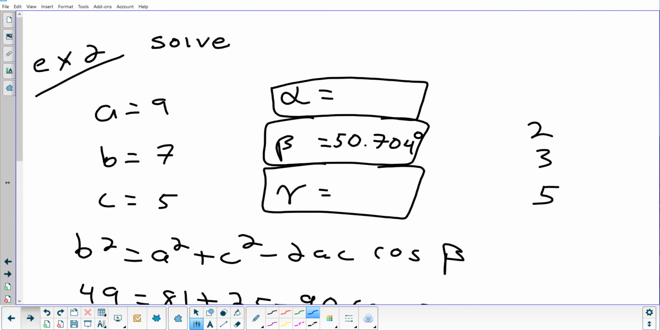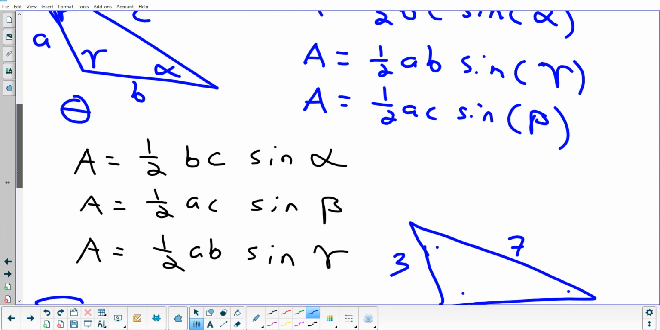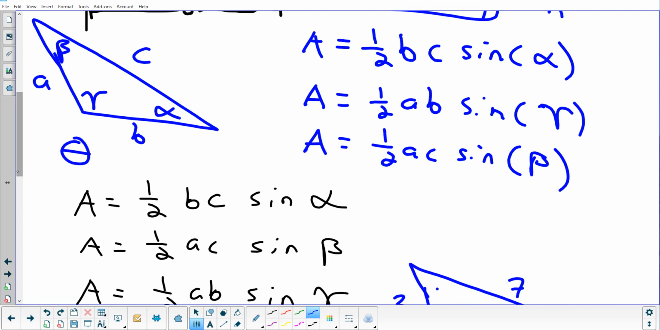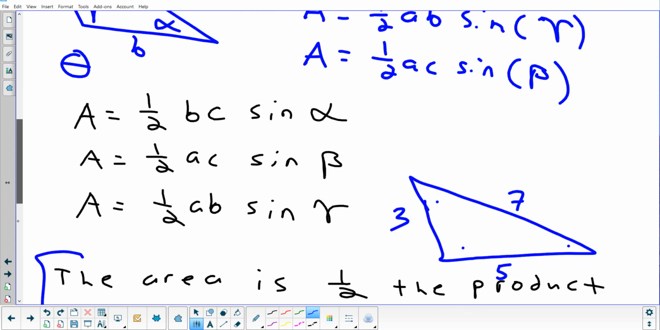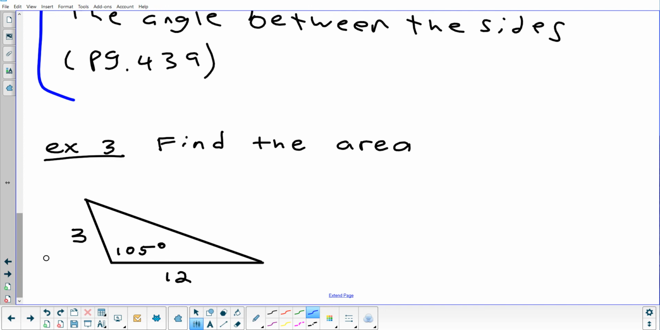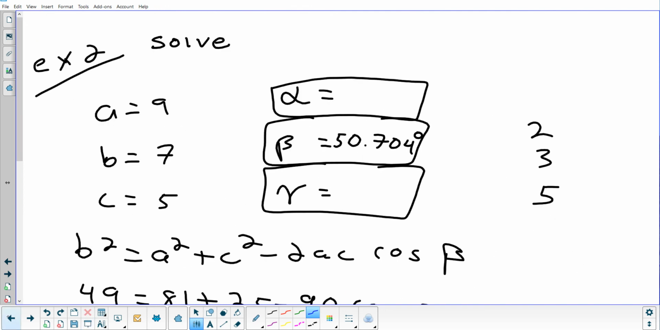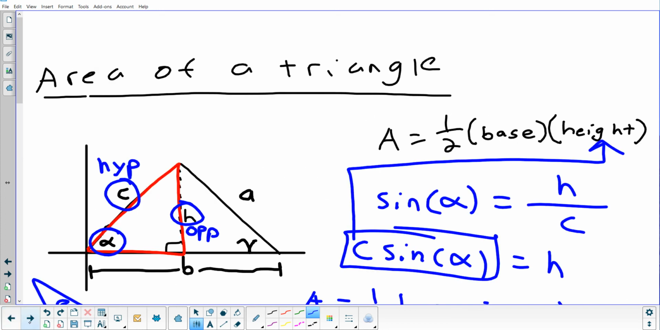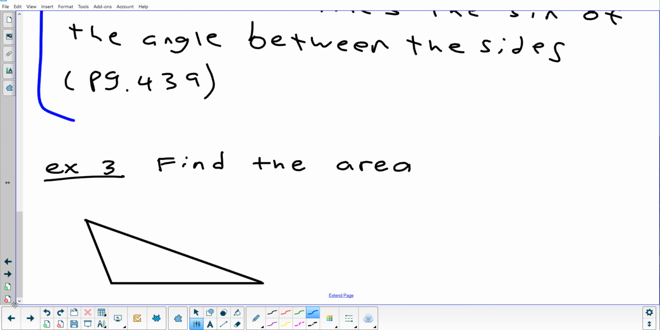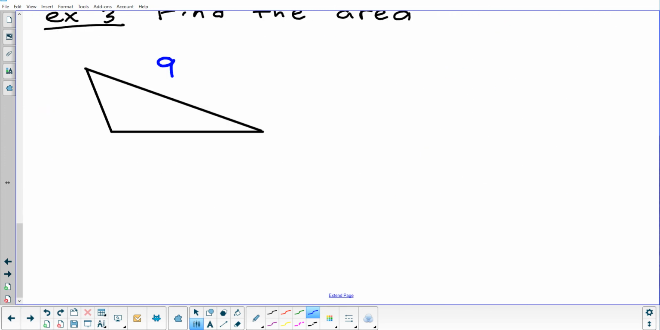You've got beta. You were given A, you were given C. Fill it in, now you could find the area of that triangle. In fact, let's find the area of that problem. That'll be the one we do. Okay, so I'm not going to do this one. Let's fill these sides in. So we've got 9, 7, 5, and then we've got beta. All right, so let's say 9, 7, 5.